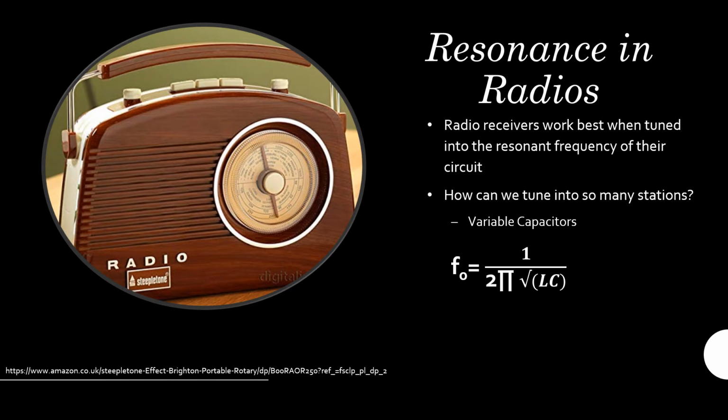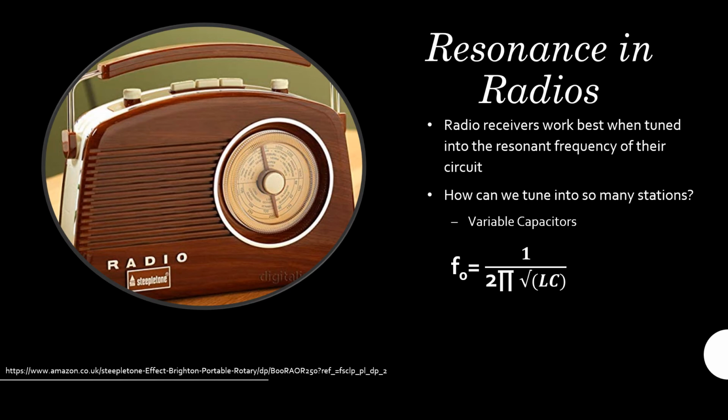Okay, so when we have a radio, we know that we have this little machine, we tune it to a certain frequency, and then we hear music or the news or whatever. But in terms of an RLC circuit, actually that's what a radio is, or at least the receiver part of the radio is. And the radio receiver works best, it's going to have the clear sound and everything, when it's tuned into the resonant frequency of that circuit.